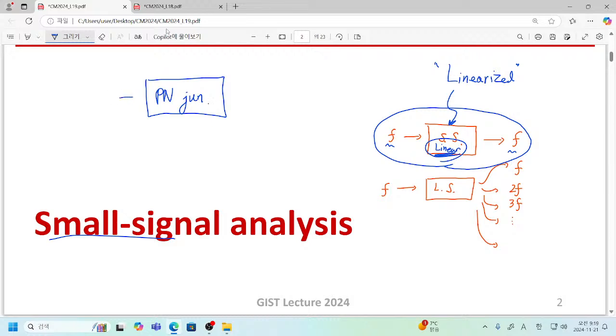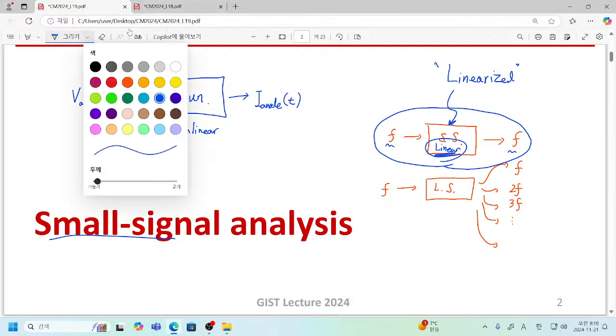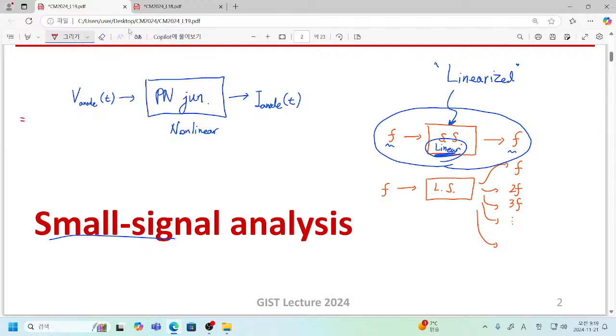Your PN junction can take any arbitrary anode voltage, and it can also generate anode current. So the relation between these two components is nonlinear. However, what I wanted to say is, now let's assume the case we are currently considering. Now we have DC and a small amplitude signal at frequency f.